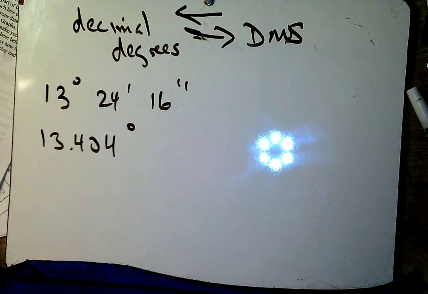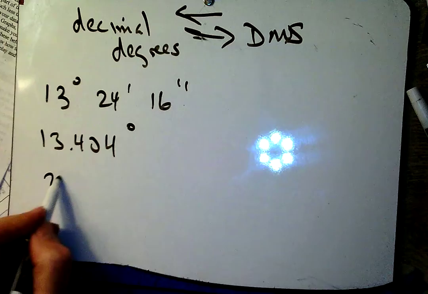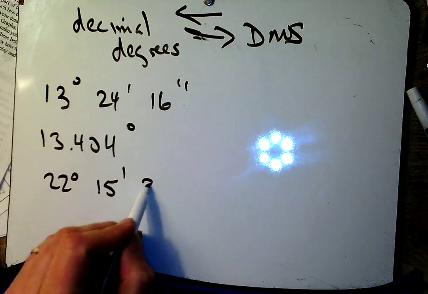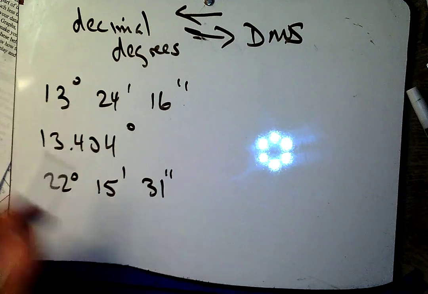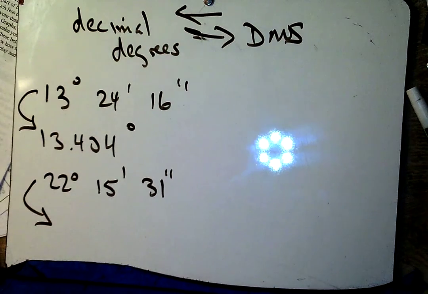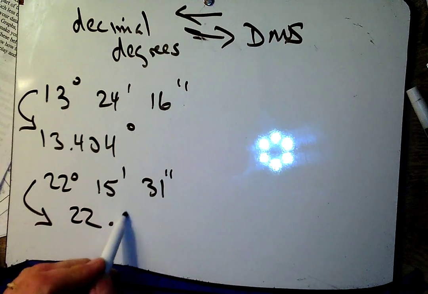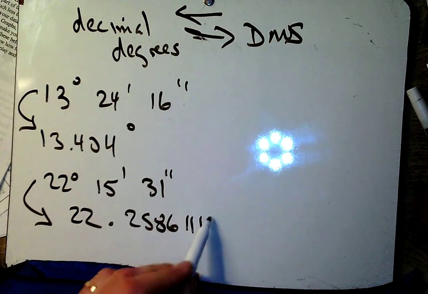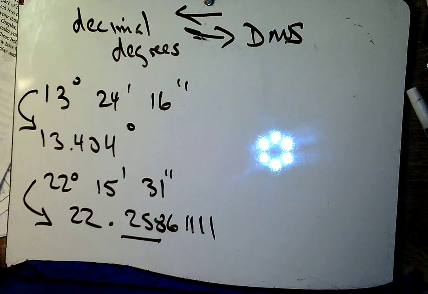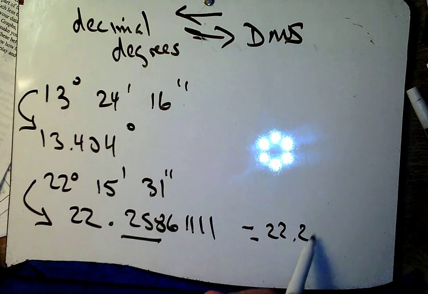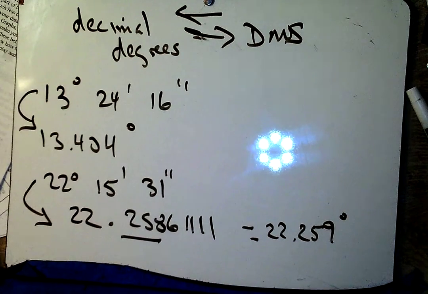Why don't you try one? I like this one: 22 degrees, 15 minutes, and 31 seconds. Well, I got 22.2586111. Three decimal places, so this will be 22.259 degrees. Okie doke.